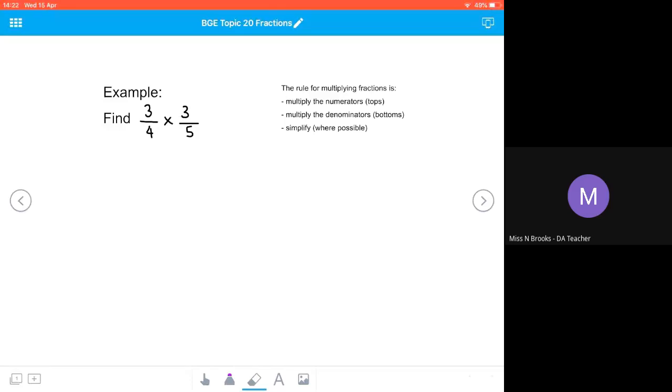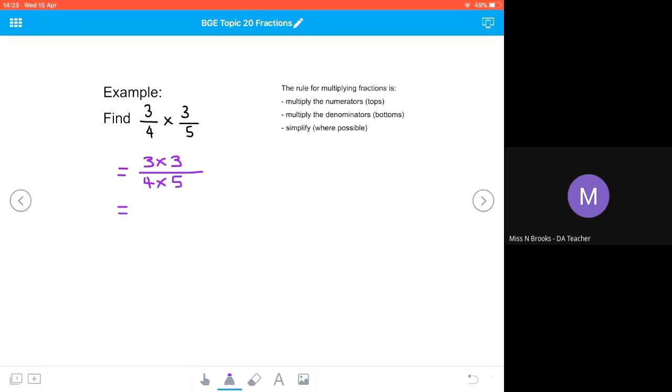So the first step is to multiply the numerators. So I'm going to end up with a fraction. So I need to have my fraction line, and I'm going to multiply the numerators together. So my numerators are both 3, so I'm going to do 3 times 3. And then step 2 is multiply the denominators, so they're 4 and 5. So I'm going to do 4 multiplied by 5.